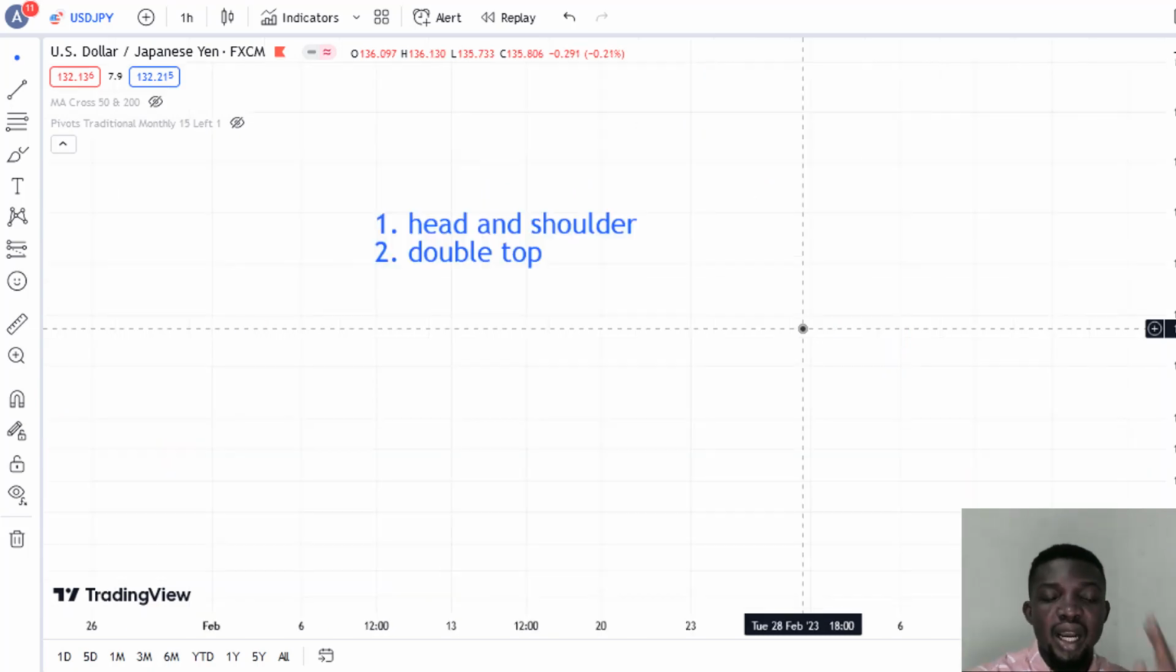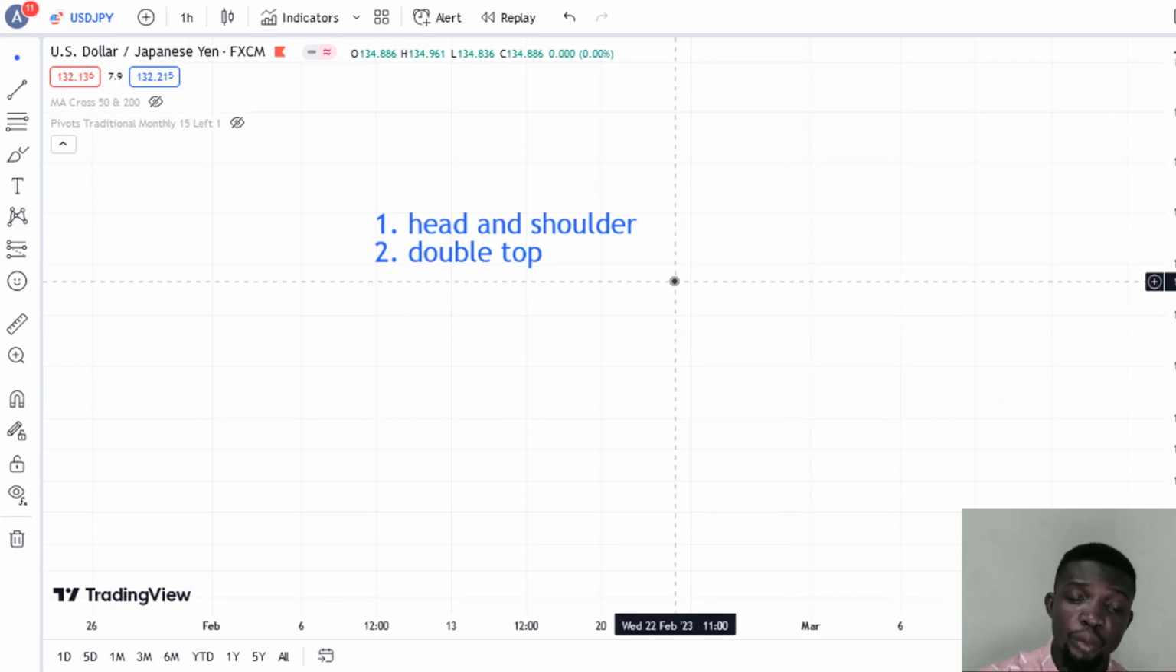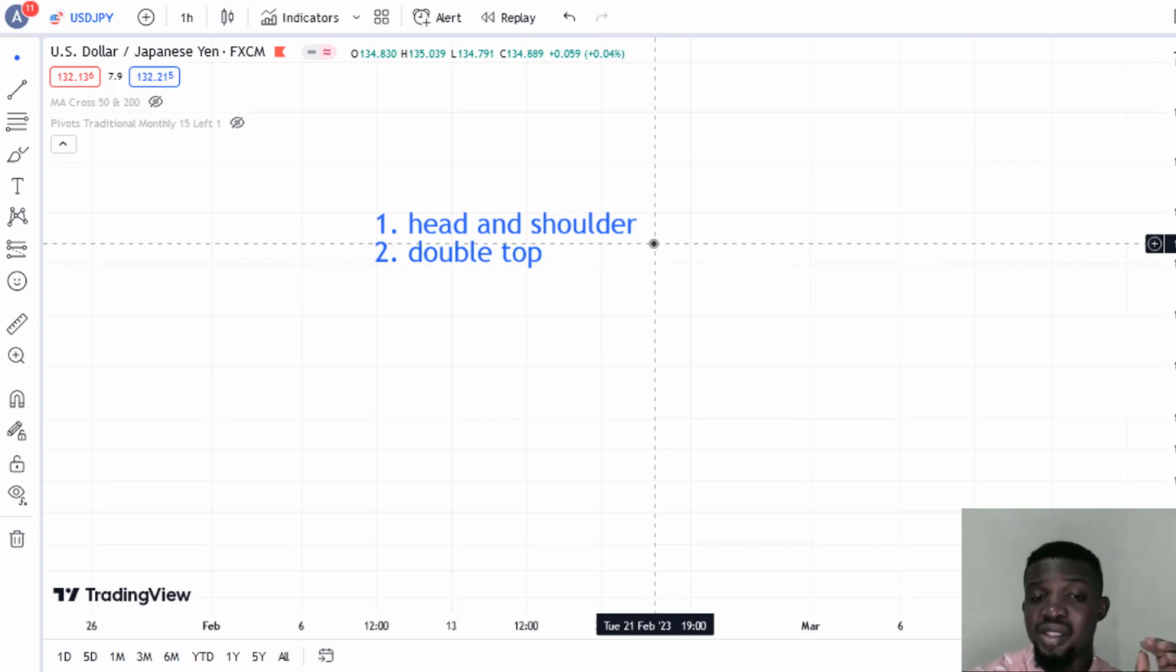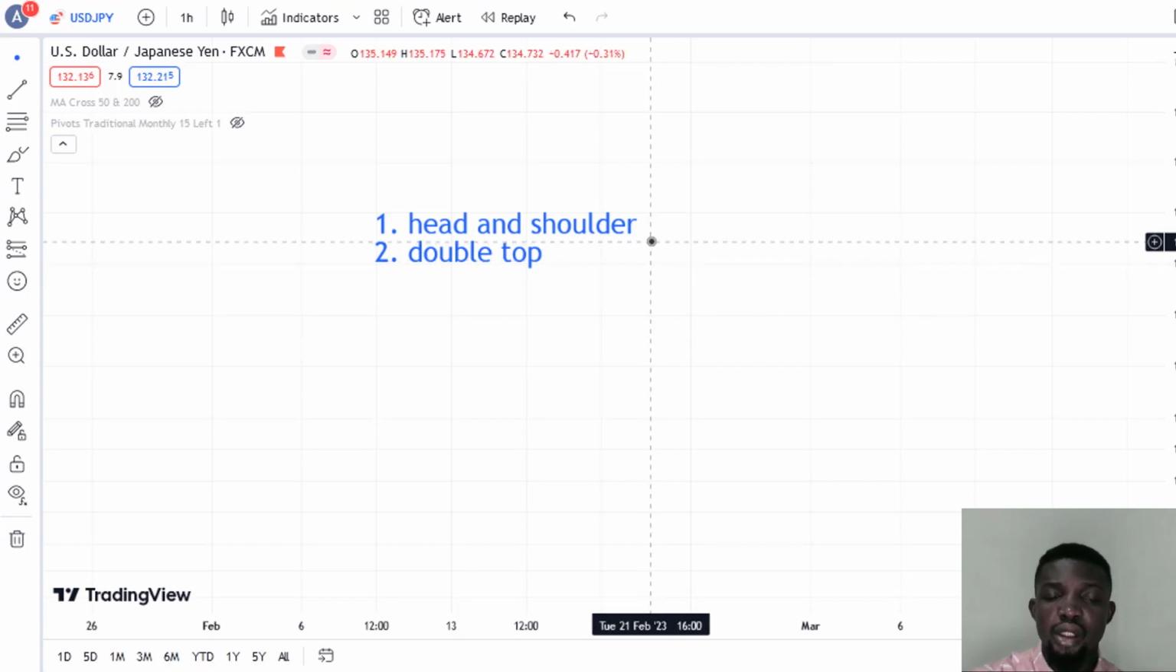Let's dive in. I have discovered these two chart patterns, which are the head and shoulders pattern and the double top pattern, and these two patterns have been making me a lot of profit since the beginning of this year. I'm very sure you have two questions running in your mind now, which are: when am I going to trade these chart patterns, and how do I actually trade these chart patterns? That's what I'm going to be showing you today in this video.